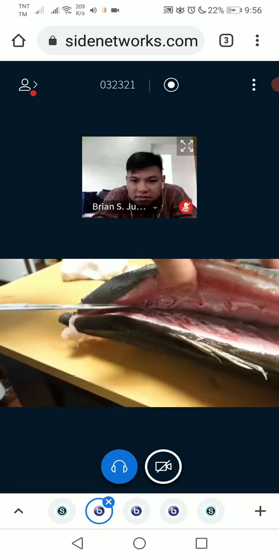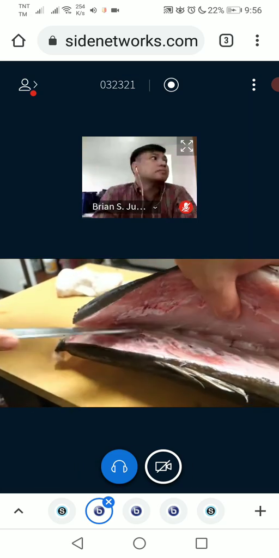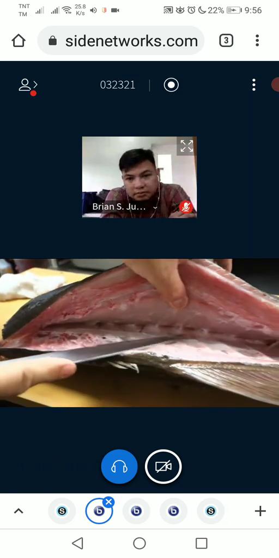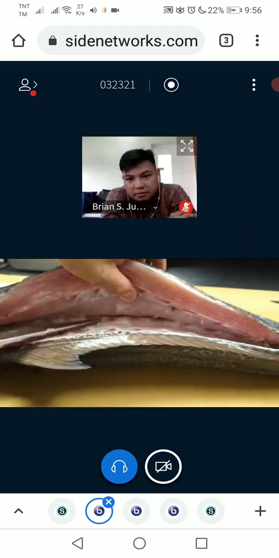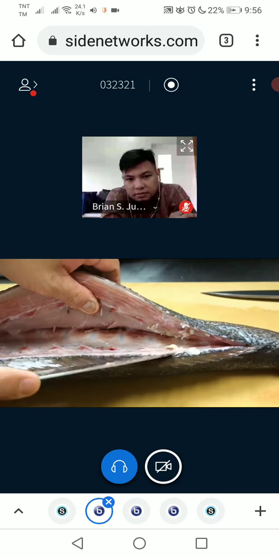I've never seen it before, and of all the fish that we brought in, this is definitely the first. And this was from one of our new suppliers. Is it still moving? Not really.